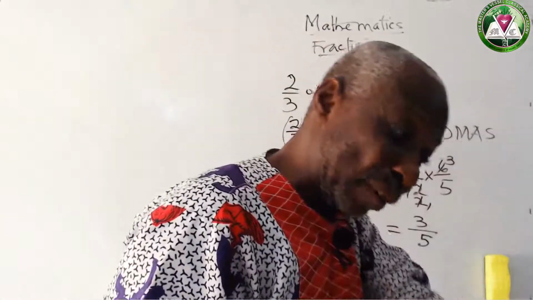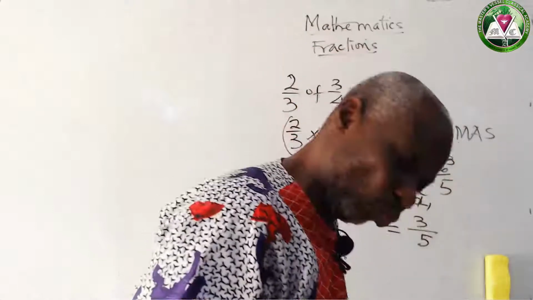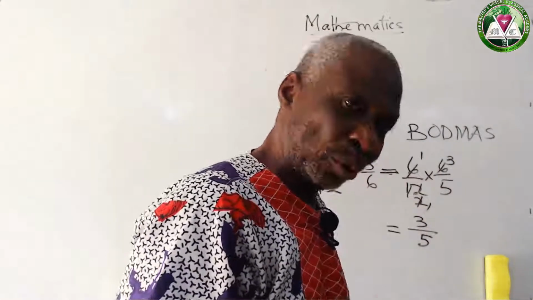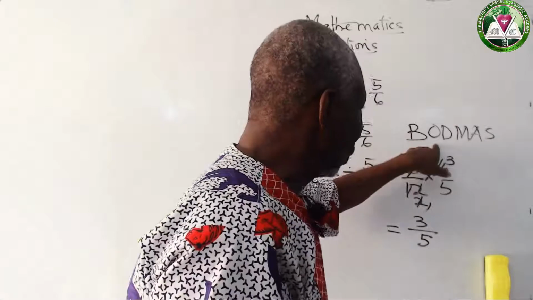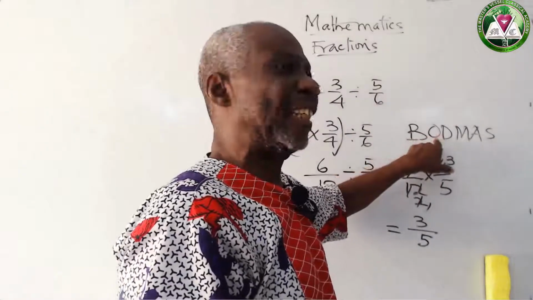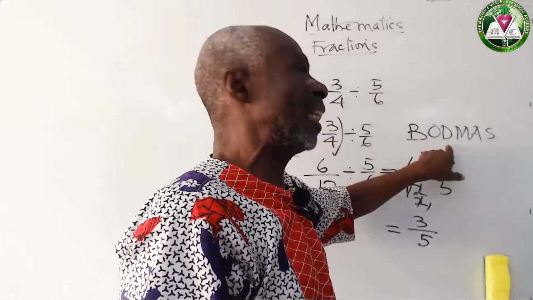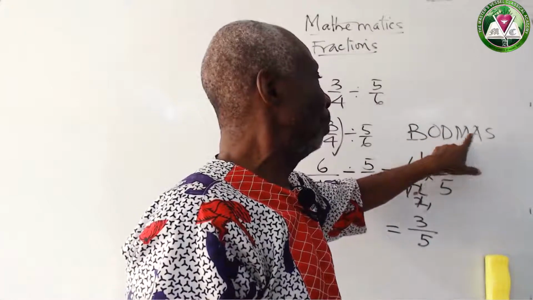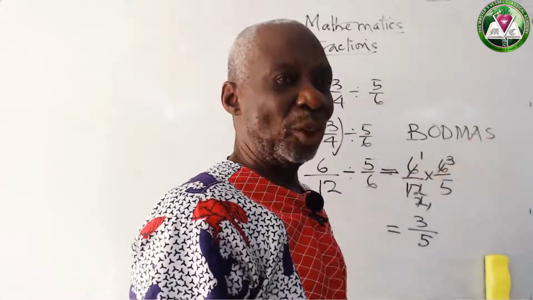You don't carry the food and put it inside your nose. It will go to the mouth. So, that is the rule. Bracket first. If there is any "of", treat that one. If there is any division, treat that one, before multiplication, before addition, and before subtraction.